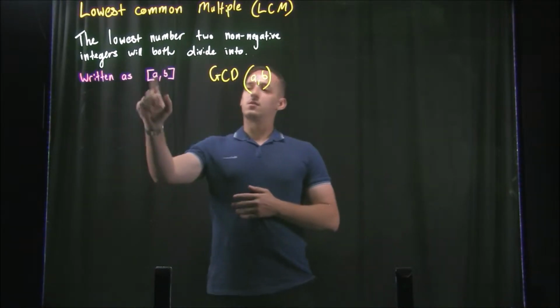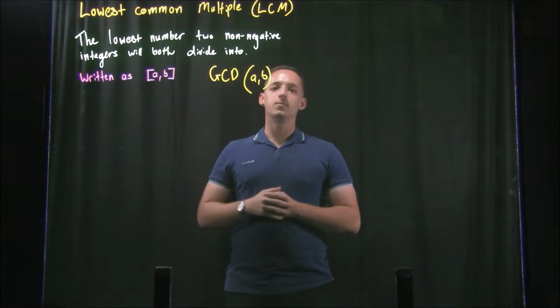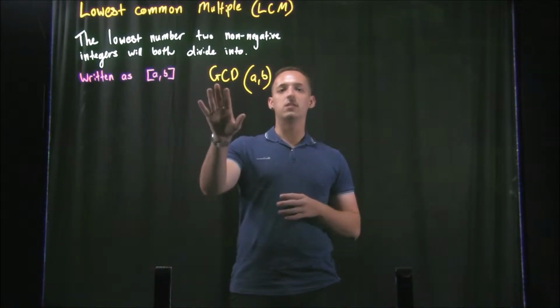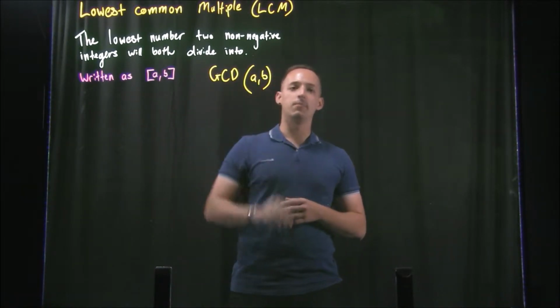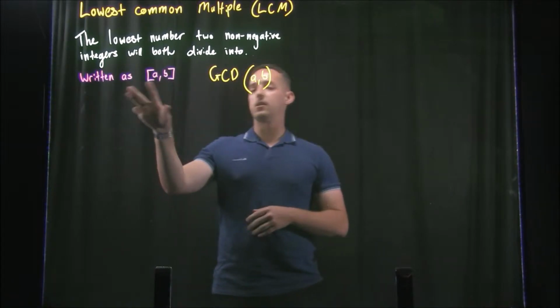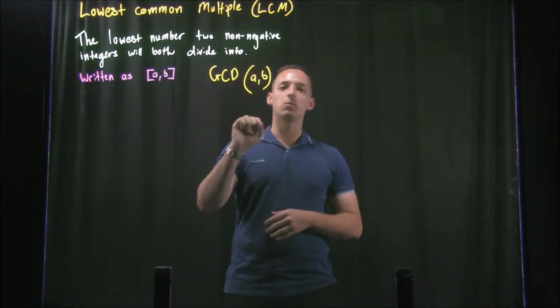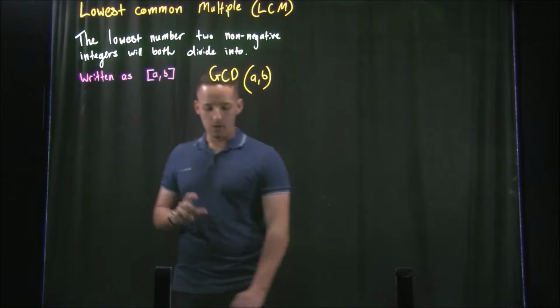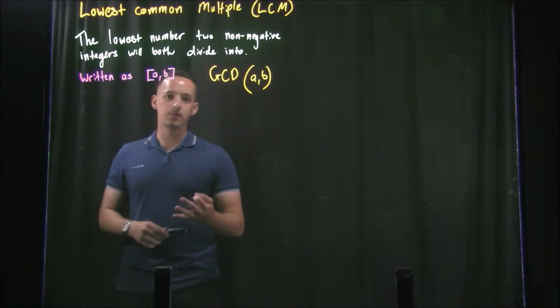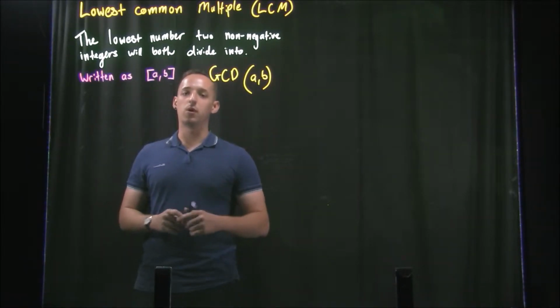We write this as square bracket a comma b, and that's in contrast to GCD, which is rounded bracket a comma b. When we see square brackets, we think LCM. When we see rounded brackets, we think GCD. In the same way we had 3 methods to solve for GCD, we have 2 to solve LCM.